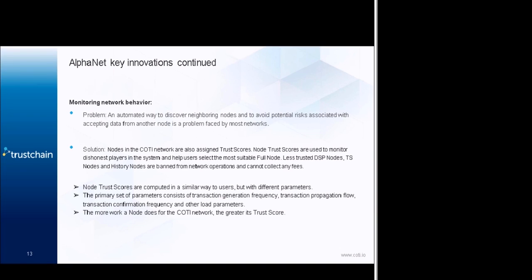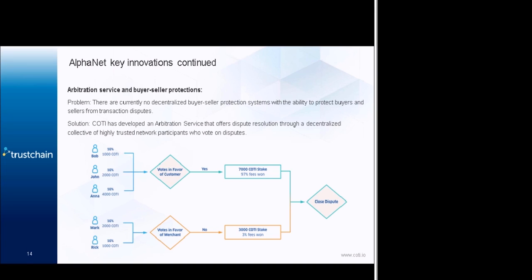And basically, the more work a node does for the COTI network, the greater its trust score will be. Adding to all that, COTI have also developed a unique arbitration and buyer-seller protection layer. In most systems, there is no protection layer for buyers and sellers from transaction disputes.